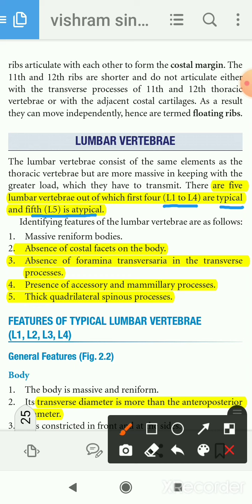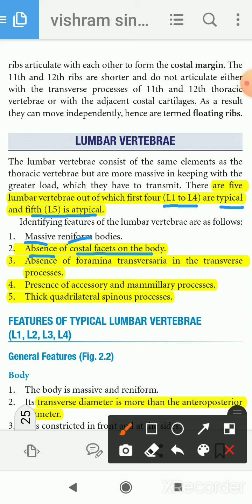Now, what are the common features of the lumbar vertebra? By seeing those we can identify this is a lumbar vertebra. Number 1, the body of the lumbar vertebra is massive and reniform in shape. Reniform means it is kidney shaped. And number 2, there is absence of costal facets on the body. By this feature we can differentiate the lumbar vertebra from the thoracic vertebra.